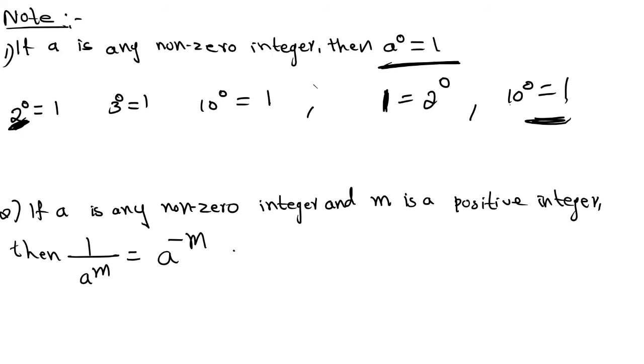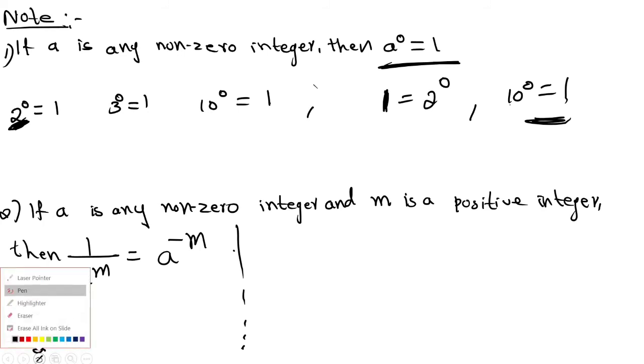Remember this one. Okay, second note is, if a is any non-zero integer and m is a positive integer, then 1 by a to the power m is a to the power minus m. It's a very important rule. 1 by a to the power m is equal to a to the power minus m. Okay, for example, 1 by 2 to the power 3 is there. Here, in 1 by a to the power m, m is 3.